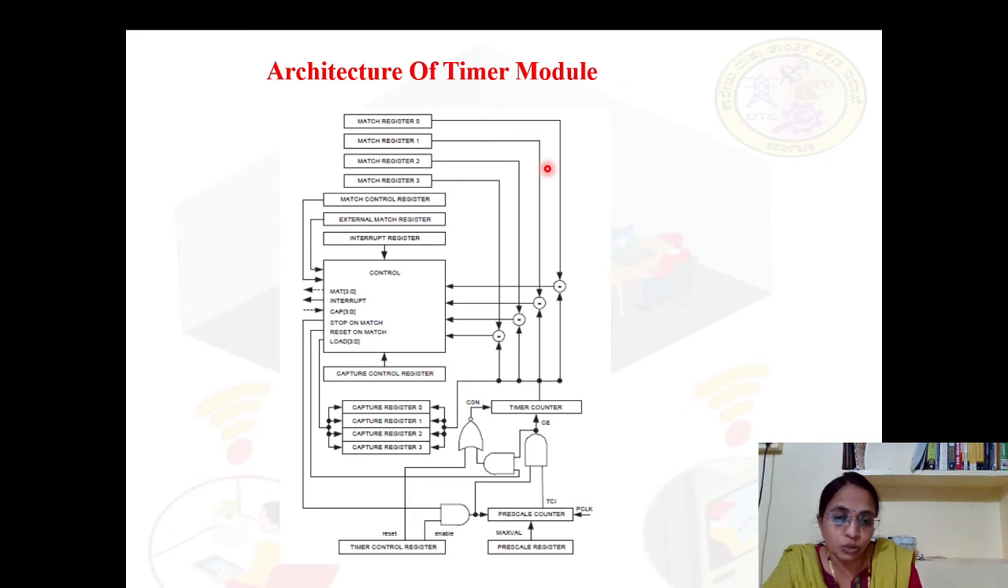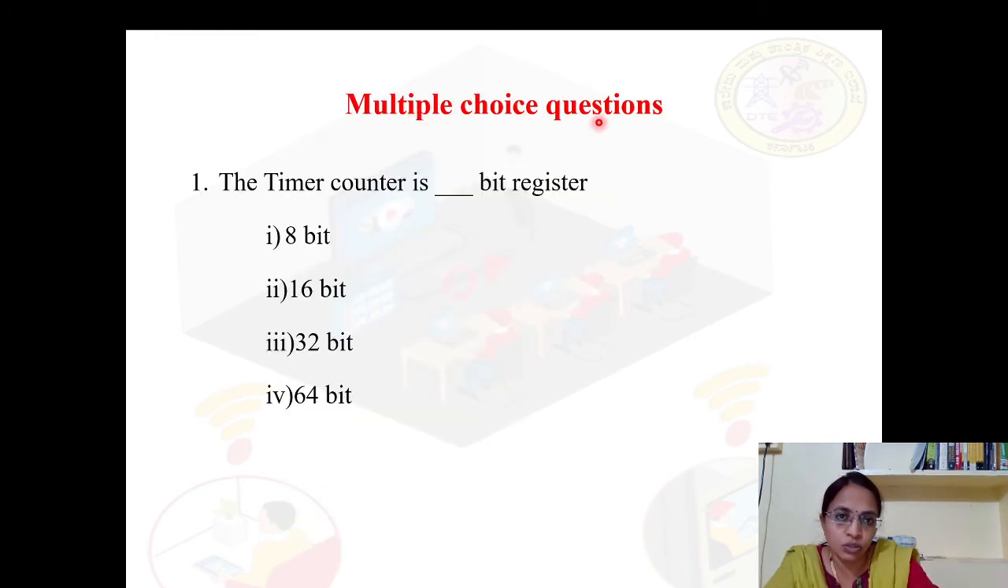So in today's session we have seen what a timer is, what the features of the timer are, what the applications of the timer are, and what the architecture of the timer is. Based on what we have learned in this session, let us try to answer some multiple choice questions. The first question is, the timer counter is a dash-bit register. The options are 8-bit, 16-bit, 32-bit and 64-bit. What is the correct answer?